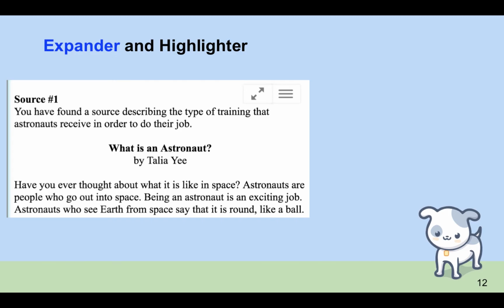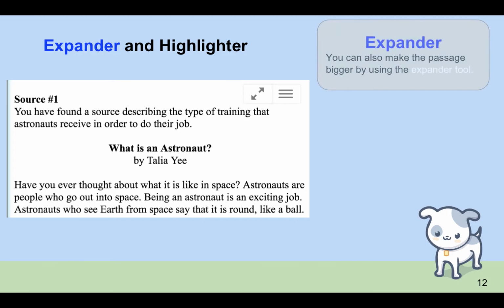If the zoom tool did not make the article large enough for you to read clearly, there is an expander tool. The expander will spread the passage across the screen, so it looks like these two arrows here. Keep in mind, while expanded, the passage will cover the questions, but you can click the button again to make it return to the size it was before.